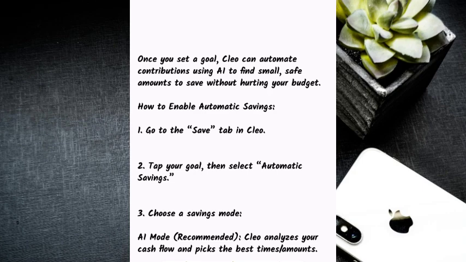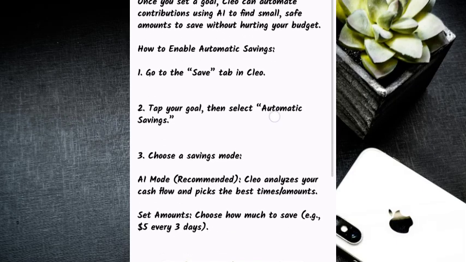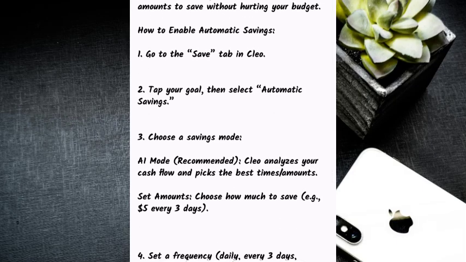So you have two types. The first is the AI mode, and this is the recommended one because Cleo analyzes your cash flow and picks the best time and amount. Or you can choose the second mode, which is to set amounts, so you can choose how much to save. That is, you could set it to like $5 every 3 days, stuff like that, and Cleo will follow according to your selection.